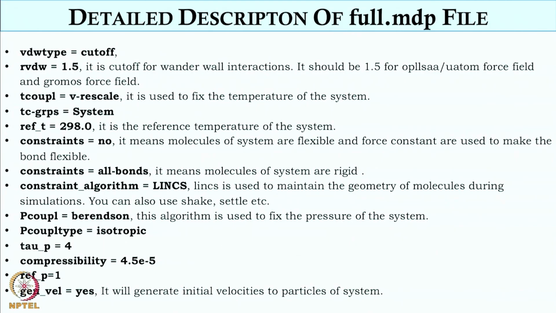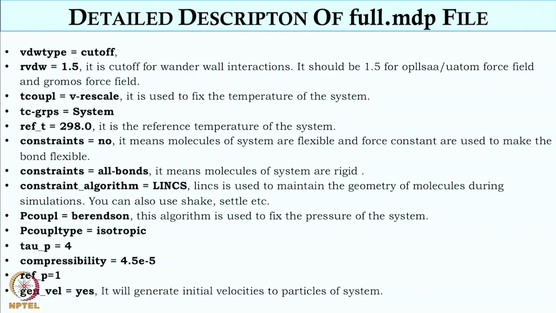Then there is reference temperature, which is 298. To that, all things are scaled. They are all scaled to 298. And then there is constraint. That is because here we are using just monoatomic molecules, so we don't need to fix any bond length or bond angle.